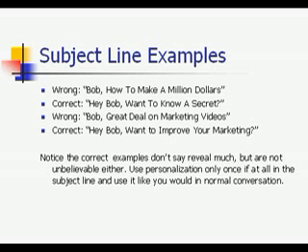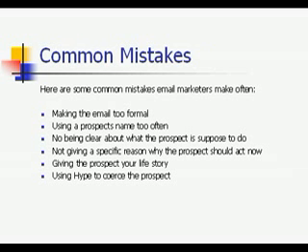Here's some common mistakes that email marketers make quite often. Making the email too formal. Remember, keep it conversational. Using a prospect's name too often. When you're talking to a friend or a buddy, you don't use their name every sentence, so don't use it in your email either. Not being clear about what the prospect is supposed to do. Remember, they need to know exactly what they're supposed to do. And not giving a specific reason why the prospect should act now. You have to give them a reason why they must do it now. Otherwise, they'll put it off. Even if they're interested, they'll put it off until tomorrow and the next day, and then they may just end up deleting the email and forgetting about it.